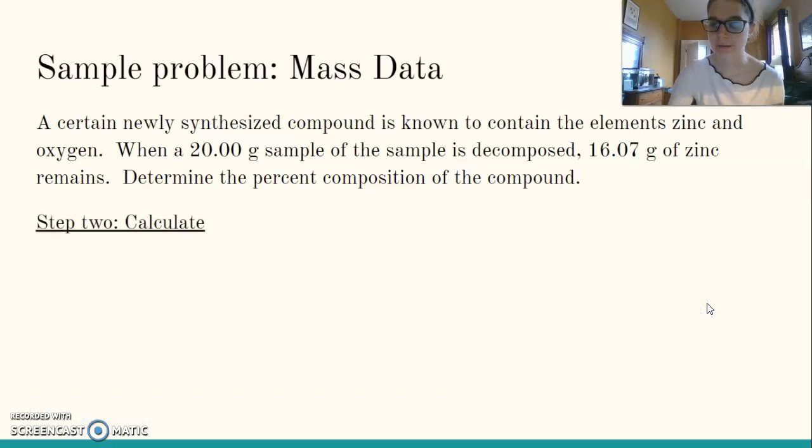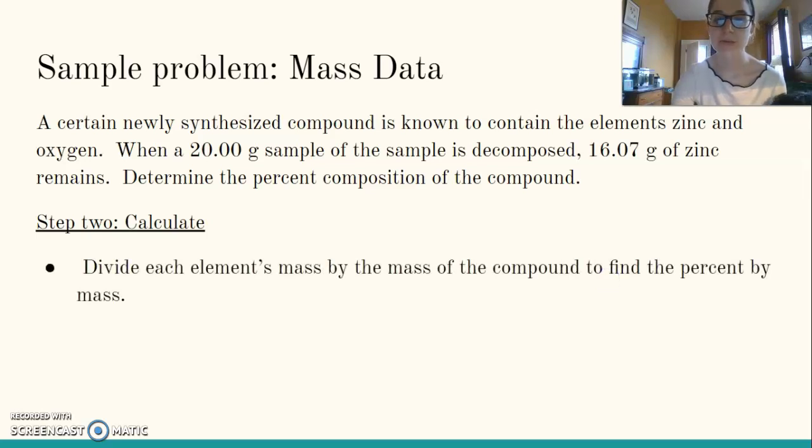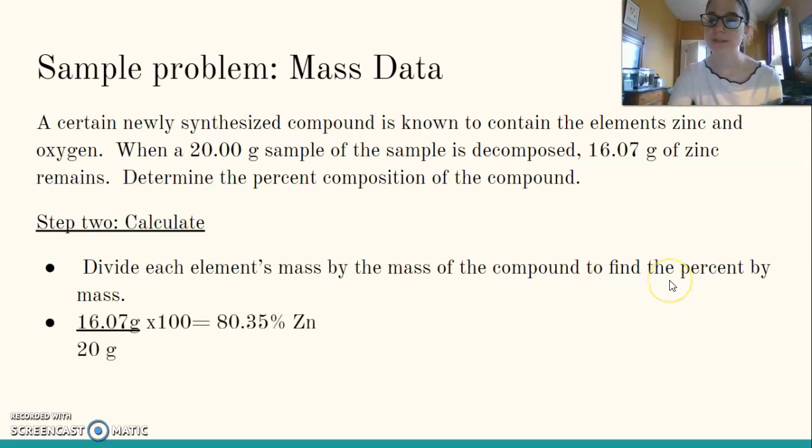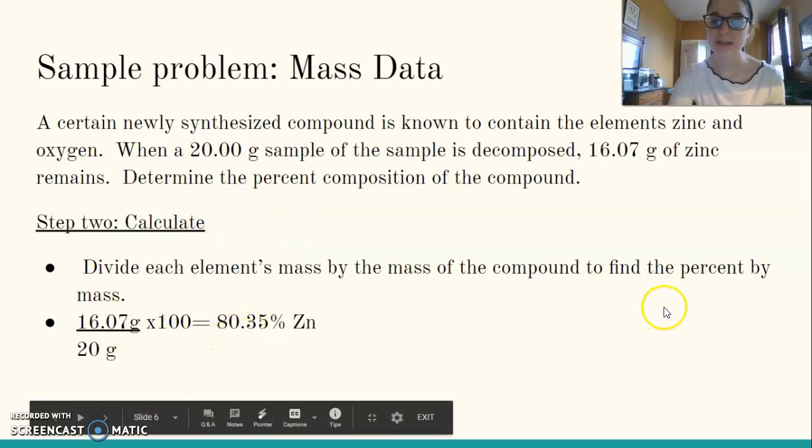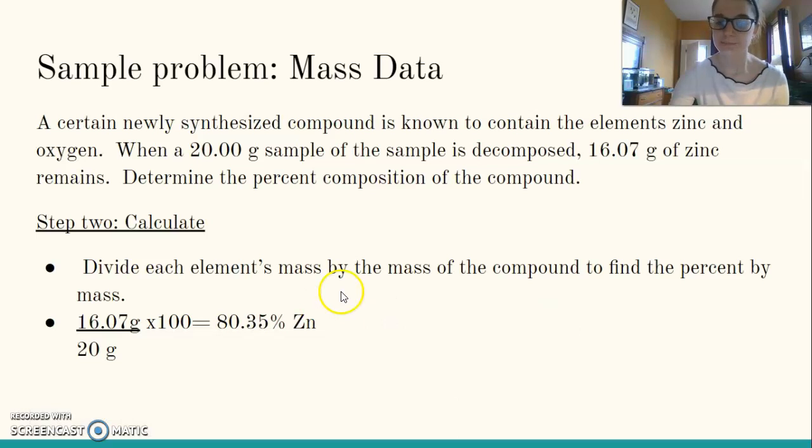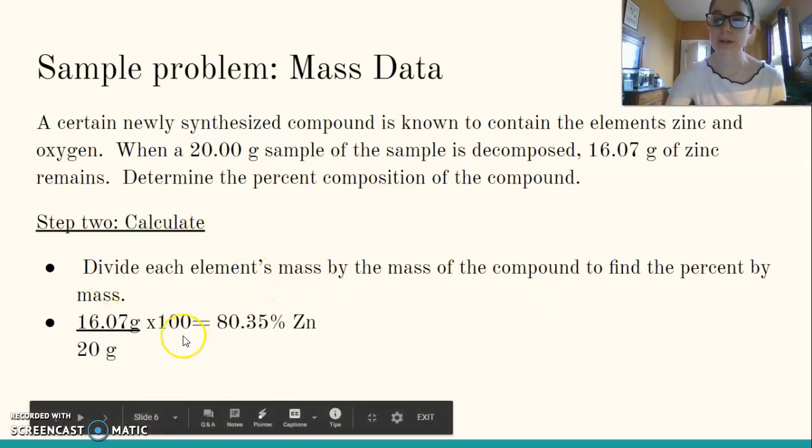The second part of the calculation is that we're going to find the percent composition of this, so the percent of each element in the compound. So we're going to divide each element's mass by the mass of the compound to find the percent by mass. That is the part that we're interested in divided by the total mass of the compound. So for zinc, we have 16.07 divided by 20 multiplied by 100, giving us 80.35% zinc.